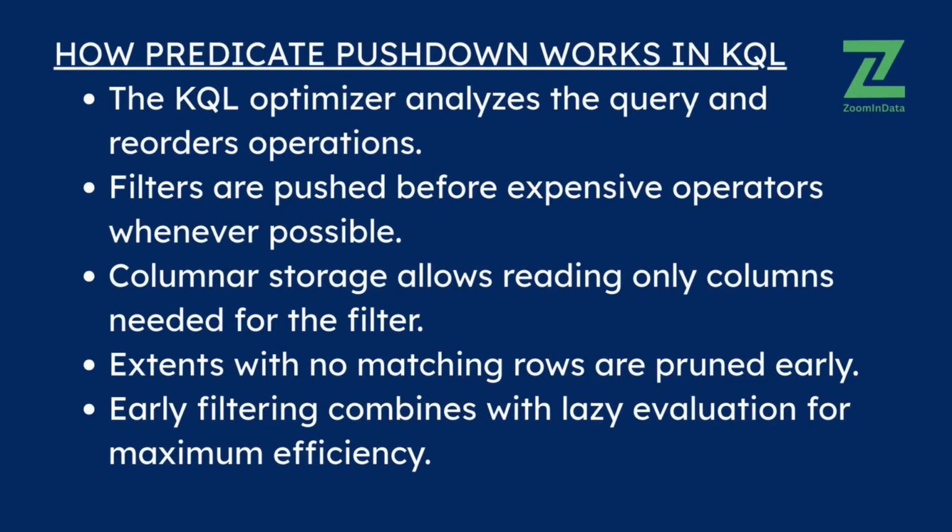Now let's see how predicate pushdown works in KQL. The KQL optimizer analyzes the query and reorders operations. Filters are pushed before expensive operators whenever possible. Columnar storage allows reading only columns needed for the filter. Extents with no matching rows are pruned early. Early filtering combines with lazy evaluation for maximum efficiency. The optimizer does this automatically. You write the query naturally, and KQL makes it fast behind the scenes.